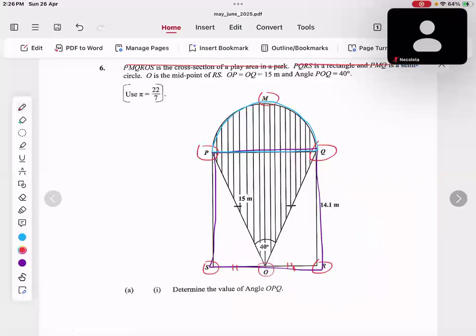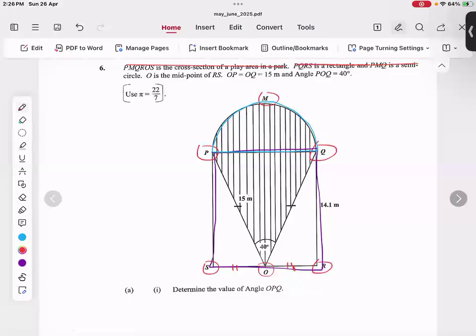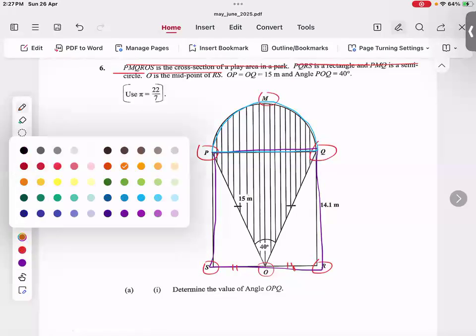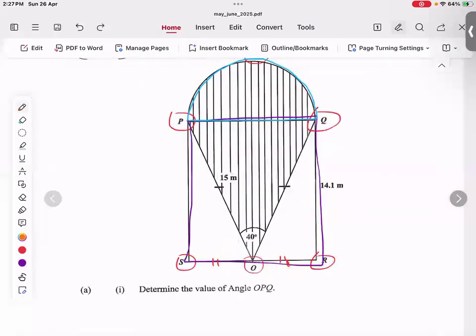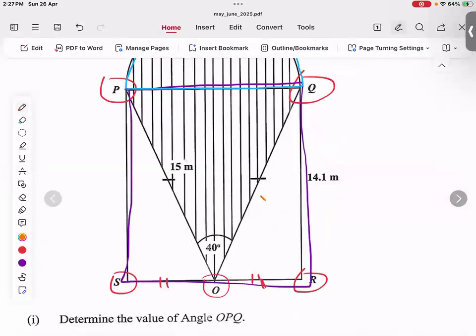As soon as I read something, I interpret what it means, and I cross it out. All right, OP equals OQ equals 15. So look at this now. OP equals OQ. You see the line here? You see the line here? That's an indicator that those two sides are equal. So right away, without hesitation, I'm going to put 15 meters right here, because I know it's 15 meters.